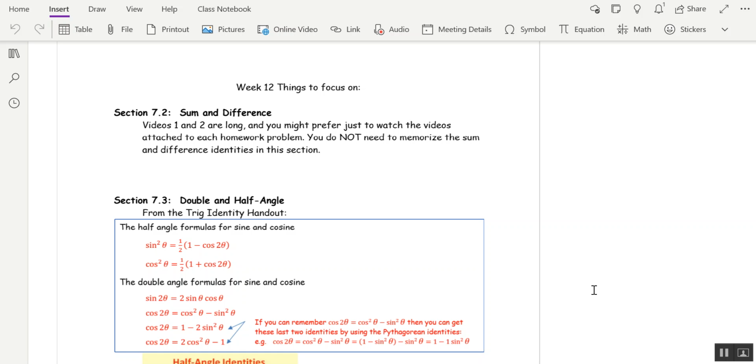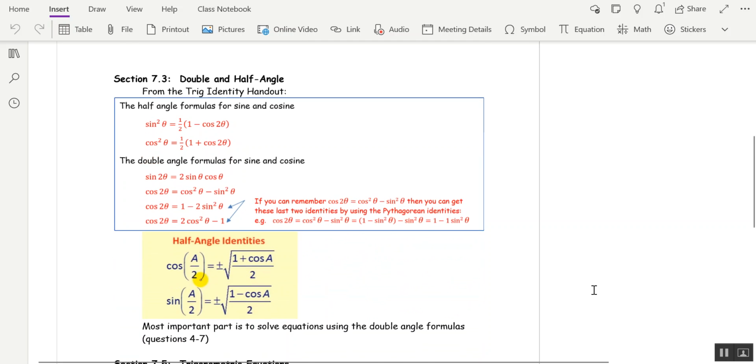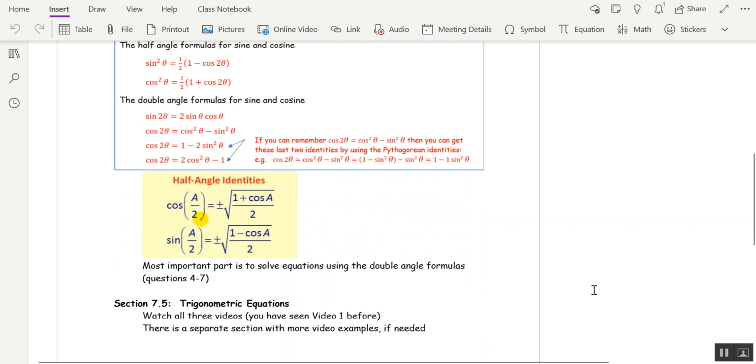The majority of this week you will spend doing section 7.5, so let's just jump down there, trigonometric equations. Watch all three videos, and I have a whole separate section of videos if you need, but there will also be videos attached to each homework problem. And there are a bunch of homework problems, so be prepared to spend quite a bit of time on this section. It's super important.